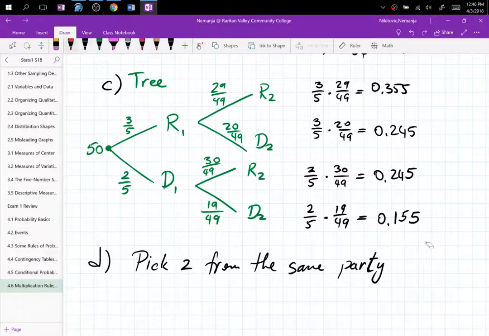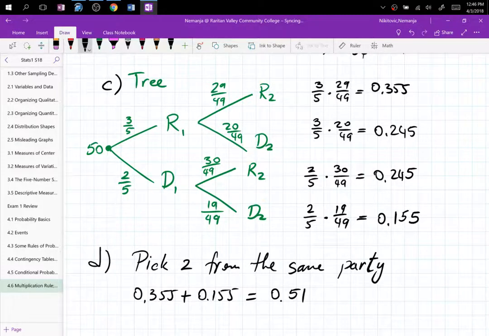So you add them. For part D, it will be 0.355 plus 0.155. That gives you what? 0.51, right? Note that the other two in the middle are 0.49 and then they all add to a 1, right? Yeah, good.